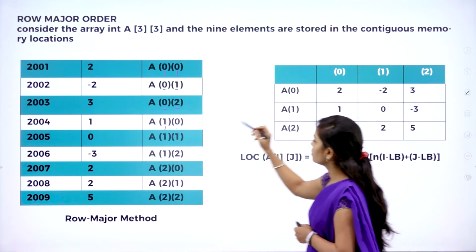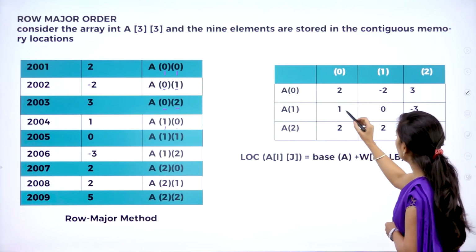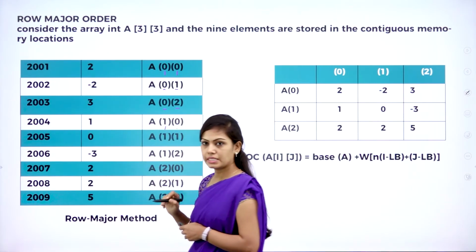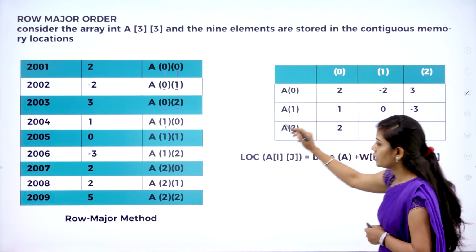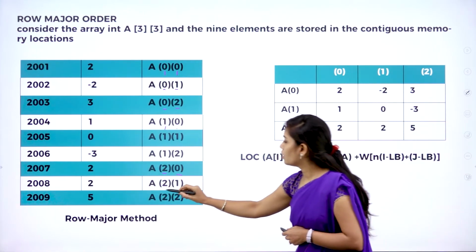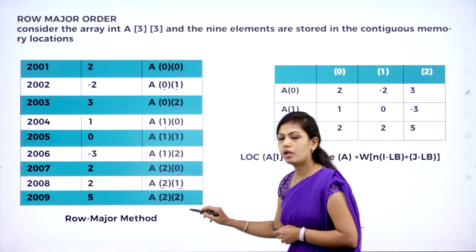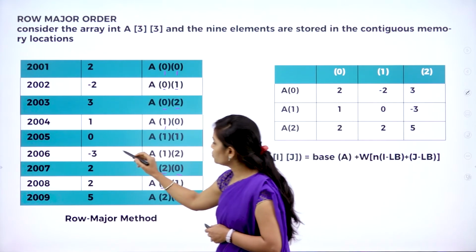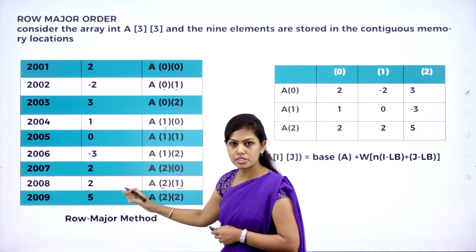A of 1 into 1 and A of 1 into 2, so the values will be 1, 0 and minus 3. In the third row, we have A of 2 into 0, A of 2 into 1, A of 2 into 2, row and column. The values will be 2, 2 and 5. This is in row major order.